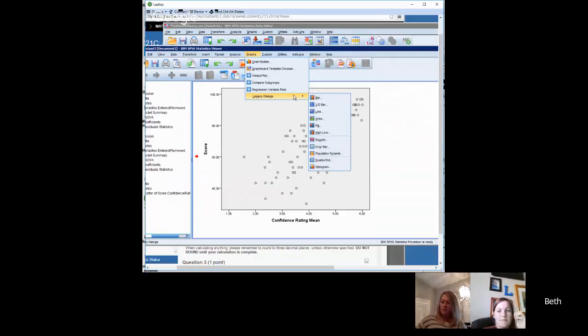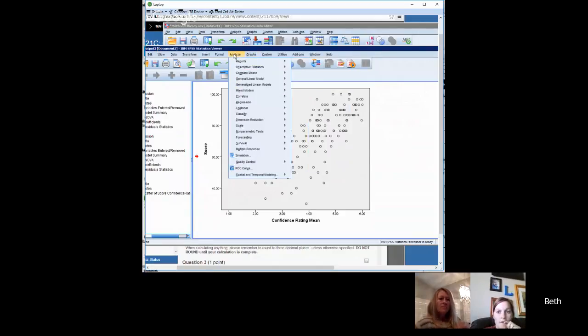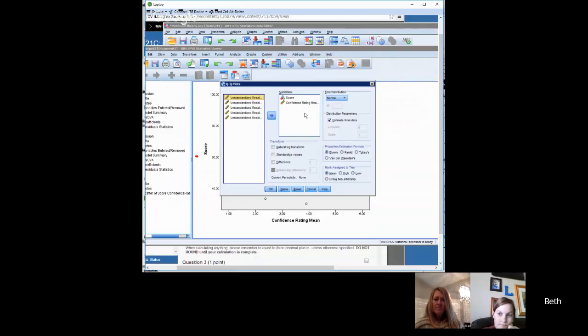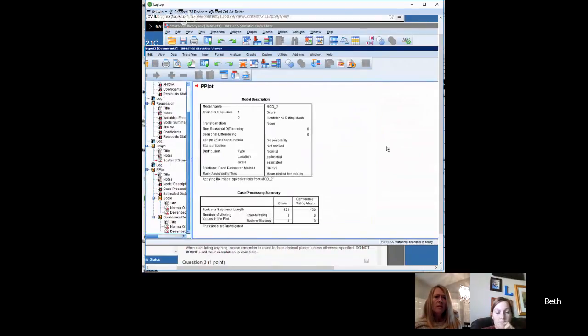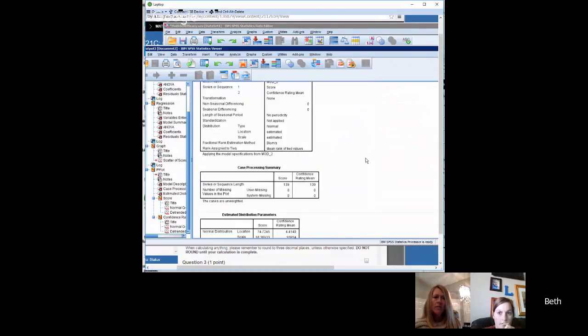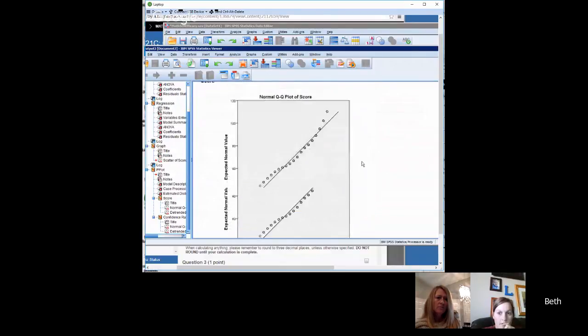How do I do the QQ plot again? I go to descriptive statistics. Okay, variables, normal, processing. Okay, there's my P plot. See, it still looks the same.